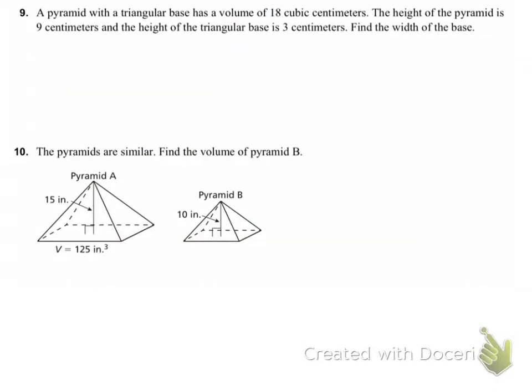Question number 9 talks about the volume of a pyramid with a triangular base. The volume given is 18 cubic centimeters, and the height of the pyramid is 9 centimeters. The height of the triangular base is 3 centimeters. Find the width of the base.